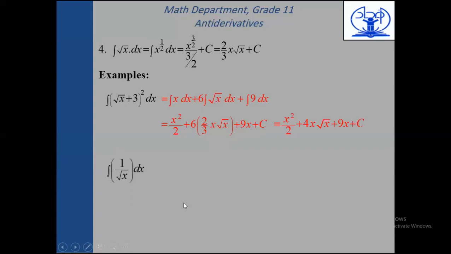What about this integral? 1 over radical x dx. Actually, you don't need to know this by heart. All what you need to do is first write the integrand in an appropriate way. Actually, radical x is x to the half. So if you take it up, it will be x to the minus half. Now, it's matching the form x to the n. So you add 1, you will get x to the half, and you divide by half, and that's 2 radical x plus c. You don't need to memorize this. You can do it like this.